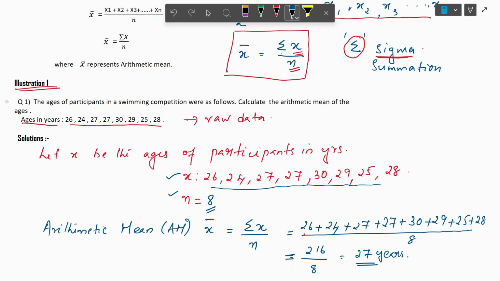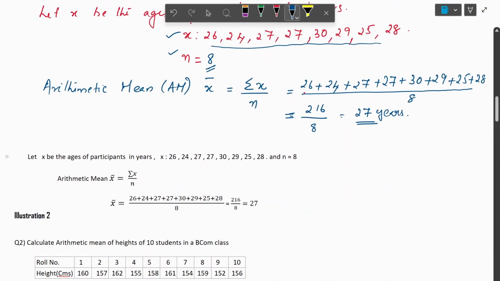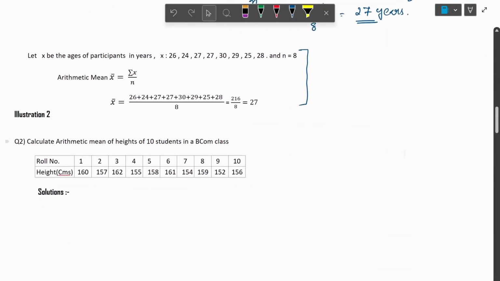Okay. Therefore, here arithmetic mean for raw data is the easiest one. How to do it, I just showed you. What are the steps and how you are going to write it. Now, this is the way you are going to write the answer. Like this way. Now, we will do one more sum in the same category.